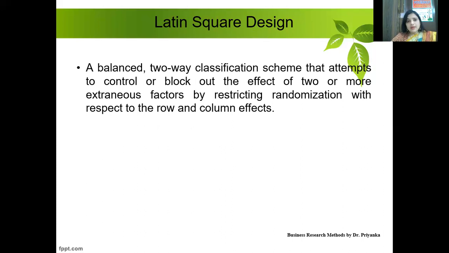Then Latin square design, what is it? A balanced two-way classification scheme that attempts to control or block out the effect of two or more extraneous factors by restricting randomization with respect to the row and column effects. In factorial design, we were actually having two independent variables and we were measuring their combined effect as well. But here we will be trying to restrict extraneous variables effect.